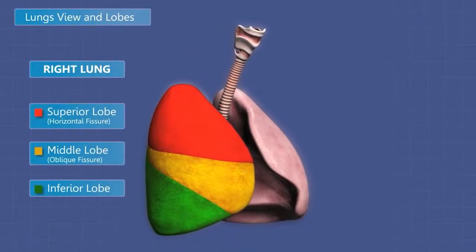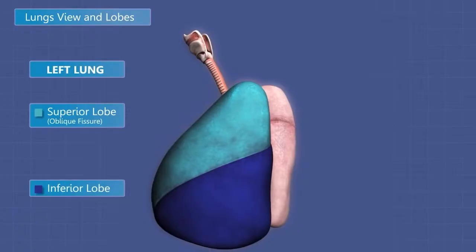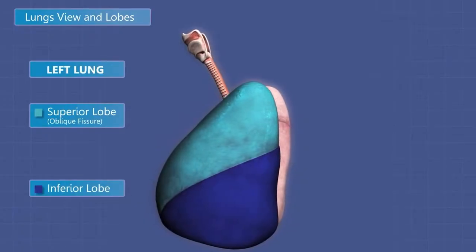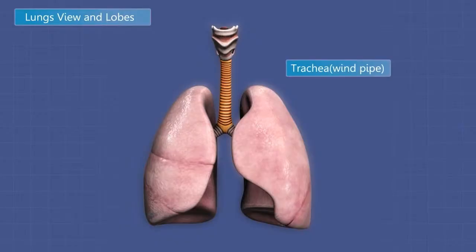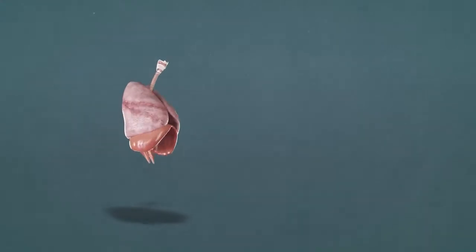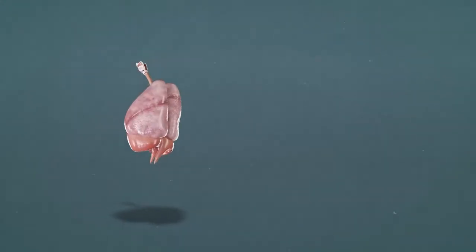The trachea is about 4 inches long and about 1 inch in diameter. It is divided into two main branches, called the bronchi, which lead to the right and left lungs. The trachea and bronchi are part of the respiratory system and are responsible for carrying air to and from the lungs.